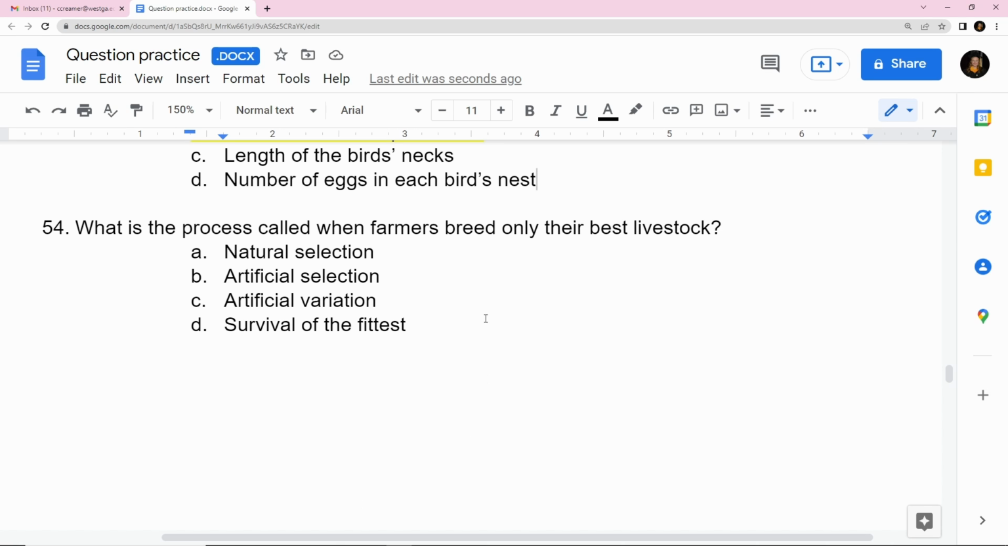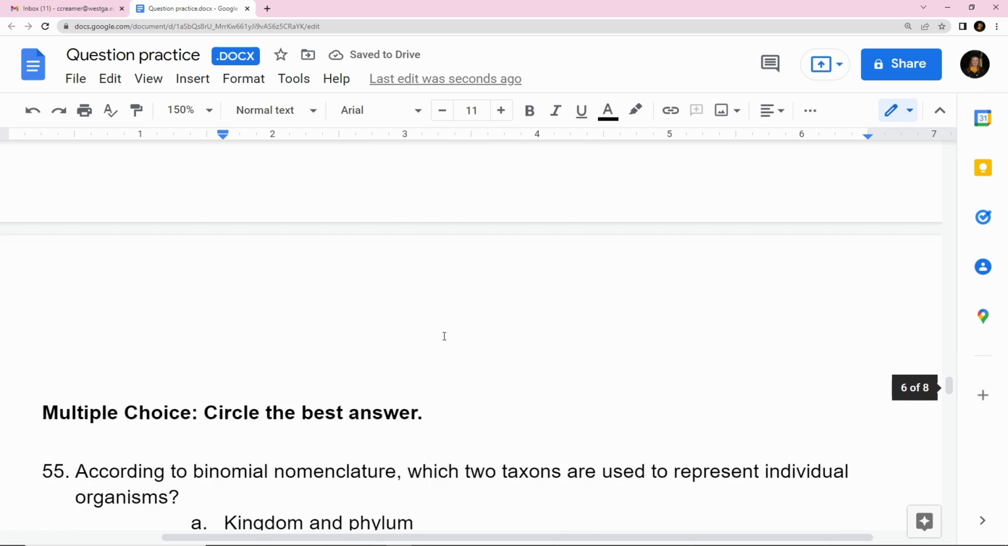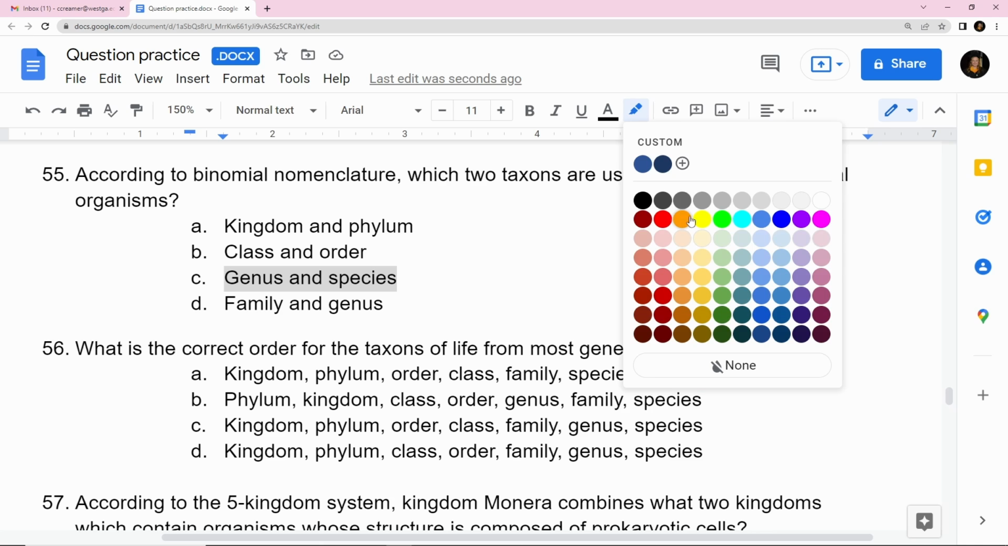If you said artificial selection, you are correct. All right, question 55. According to binomial nomenclature, which two taxons are used to represent individual organisms? Kingdom and phylum, class and order, genus and species, or family and genus? If you said C, genus and species, you would be correct.